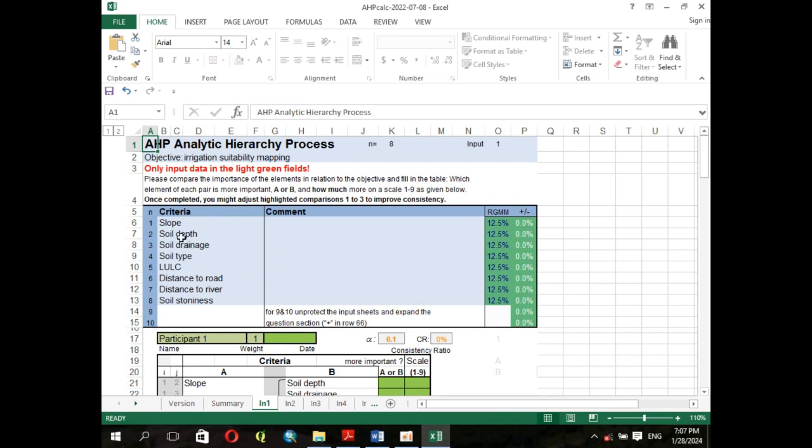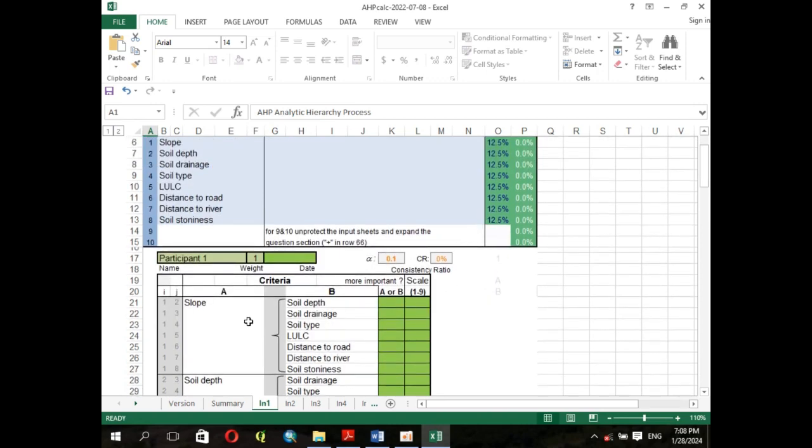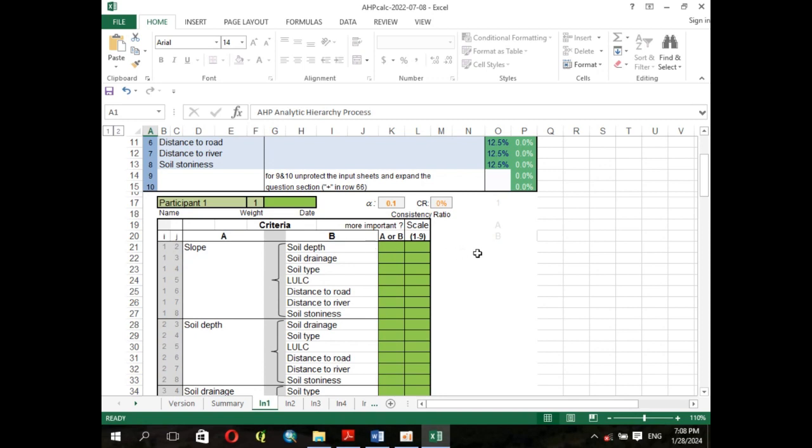Under this we have the analytical hierarchy process, and you have the objective with irrigation suitability mapping, and the only input data are in the light green fields. Okay, input data are the light green fields. Therefore you can have this space which is expected to provide our judgment. Now we have 8 parameters, and we can compare each parameter one by one.